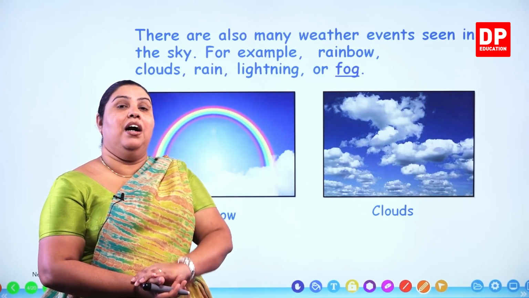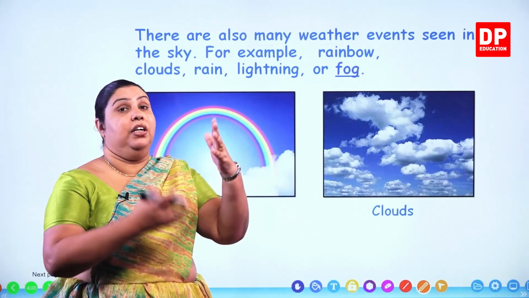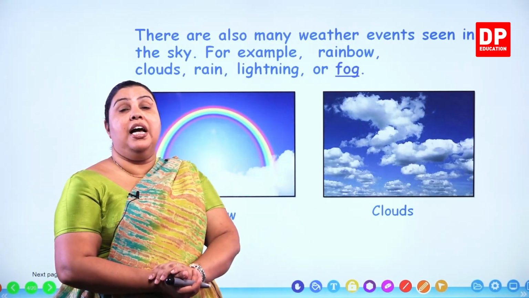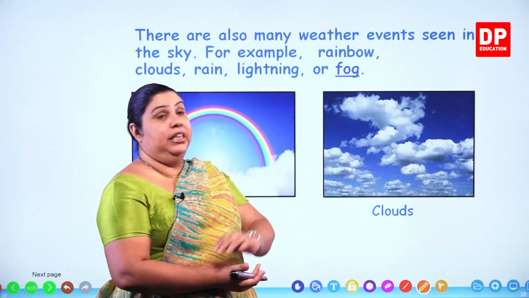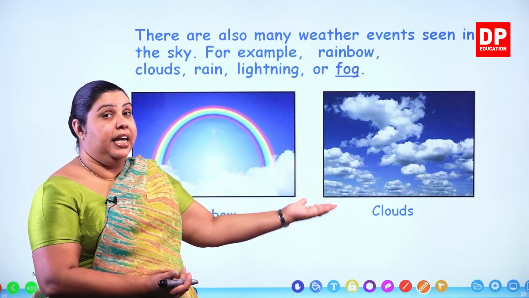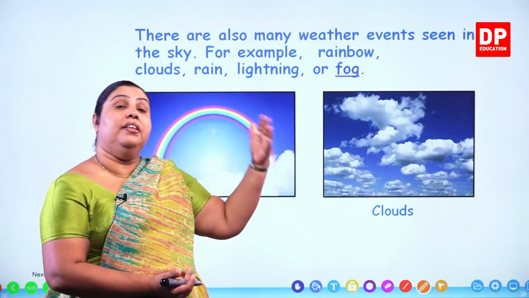They are all up in the sky. We are talking about the sky, no? So we can see the rainbow in the sky. We can see the clouds in the sky. Now we are talking about the things that we can see in the sky which are related with different types of weather. Clouds.